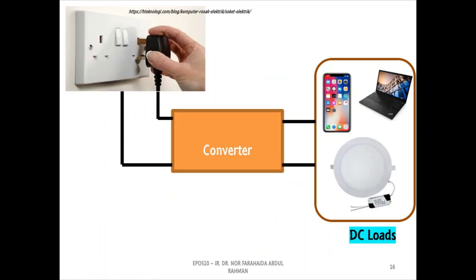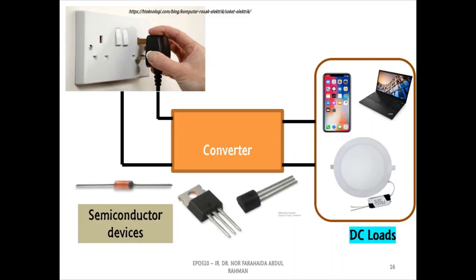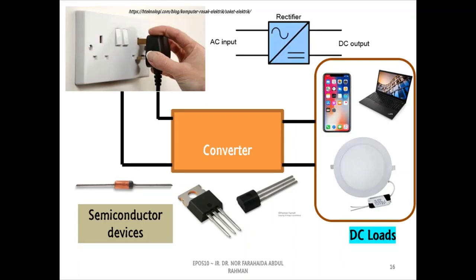Since power supplied from the electrical power grid is AC, all DC appliances have a converter to convert the grid power before the apparatus can be functional. This converter utilizes electronic components, which are semiconductor devices, to perform power conversion. For this condition, the converter needs to convert AC power to DC power, and the converter is called a rectifier.